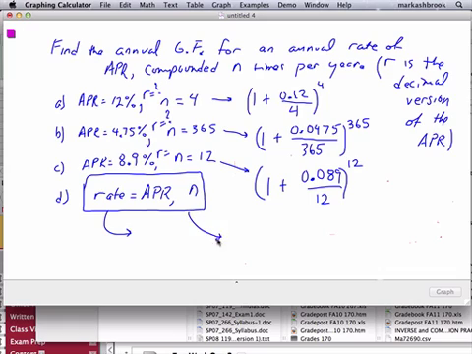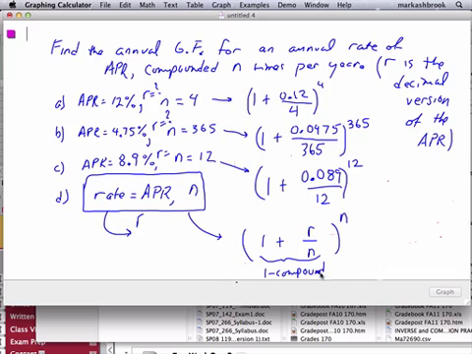Okay, so now we have any value of R. What's n? The compoundings in a year. If we have R and n, how much does it increase every compounding period? R over n. What's the growth factor for that one compounding period? 1 plus R over n. To the n. What's the annual growth factor? To the n.